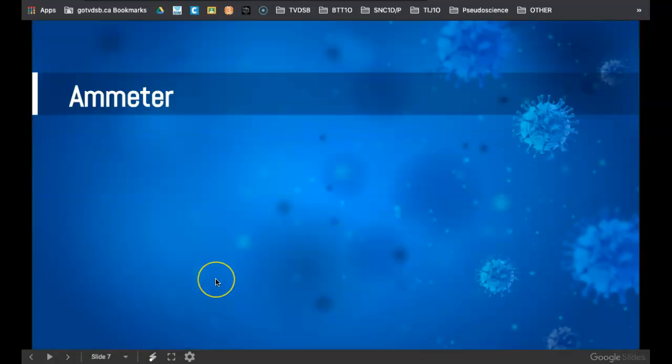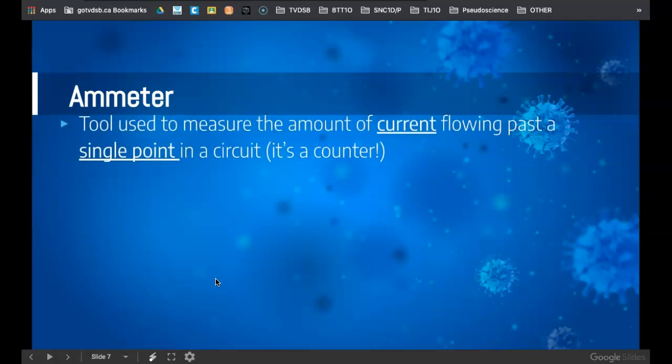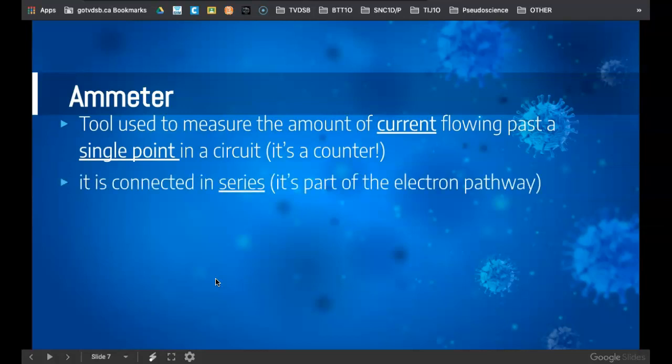Now, we can actually measure what the current is in an electric circuit. And the tool we use to do that is what's called an ammeter. What that does is it basically acts as a counter. So you can use an ammeter on a single point in a circuit. It's used in one spot. Now you can have more than one ammeter in a circuit, but an ammeter will only measure one point, and it's going to count the number of electrons that go by. Now it's connected in series, so it's actually part of the pathway.